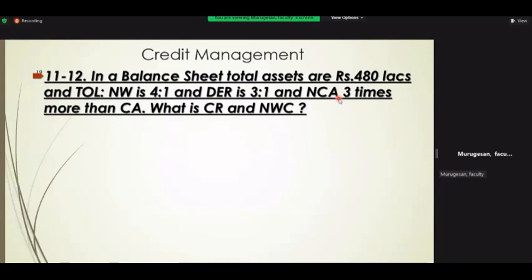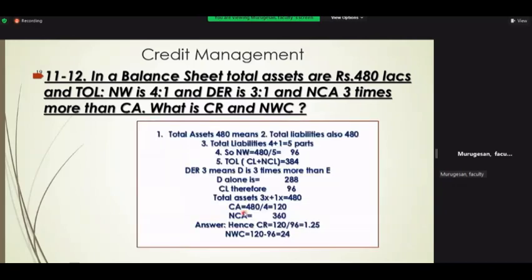Non-current assets are 3 times more than current assets. That means 3 is to 1. So NCA is 3 times 120, which is 360. So 3 plus 1 is 4, and the totals are 120 and 360. So NCA will be 360, CA will be 120.